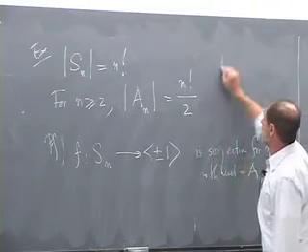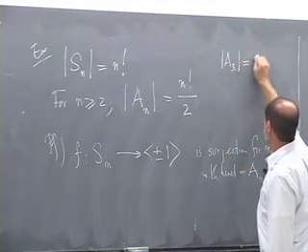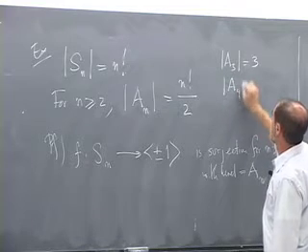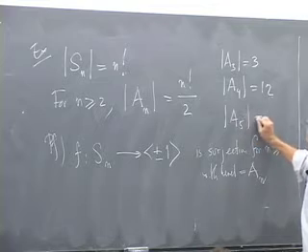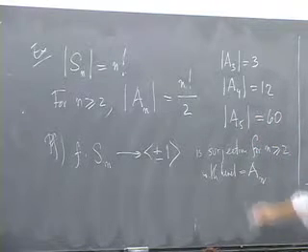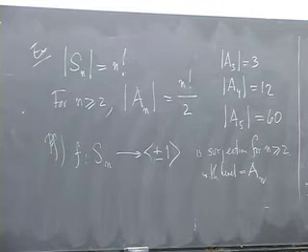OK, so the order of A3 is 3. The order of A4 is 12. The order of A5 is 60, etc. We're going to study those groups a little bit more later.